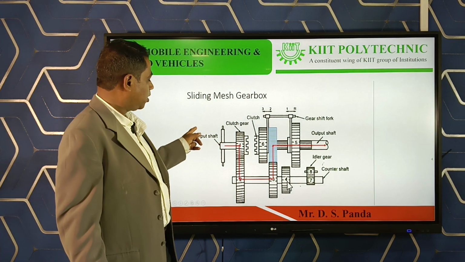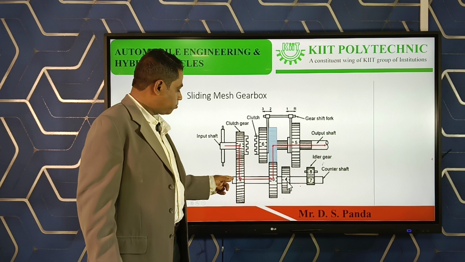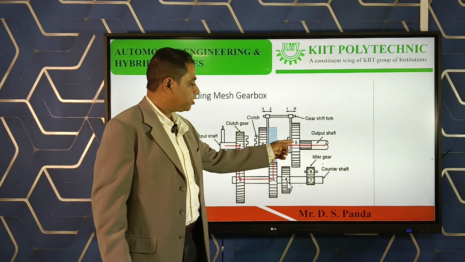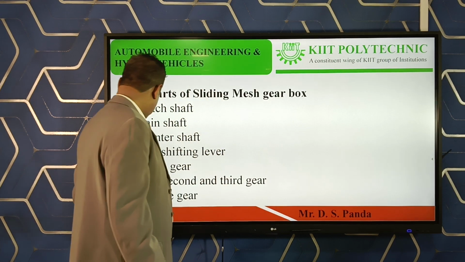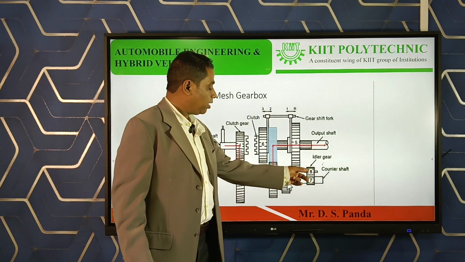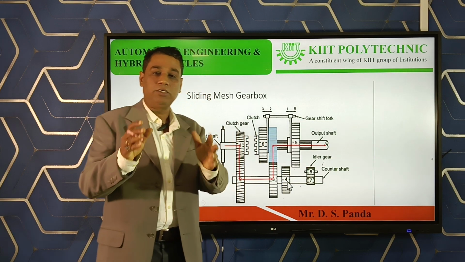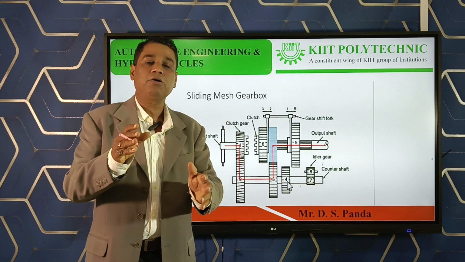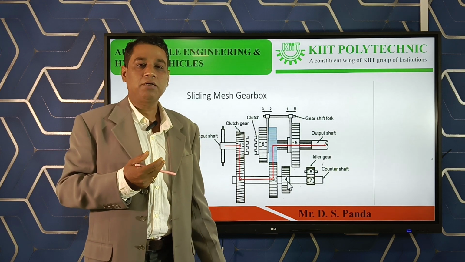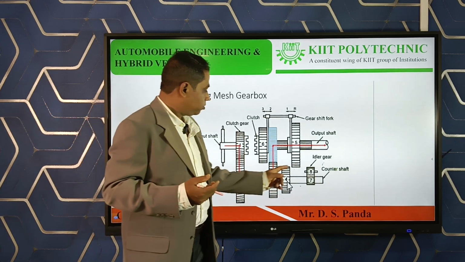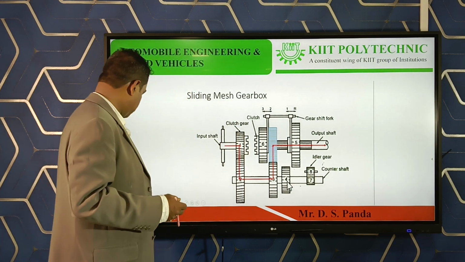At this time, what happens? The clutch shaft power will come from the clutch shaft to the counter shaft, then again to the main shaft, and then to the main shaft through the idle gear. Between the counter shaft and main shaft there is another gear, so it will change the direction of motion of the wheel, so that it will move in the reverse direction. So the idle gear is used to move the vehicle in the reverse direction.